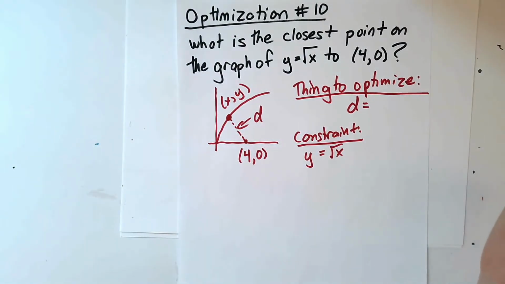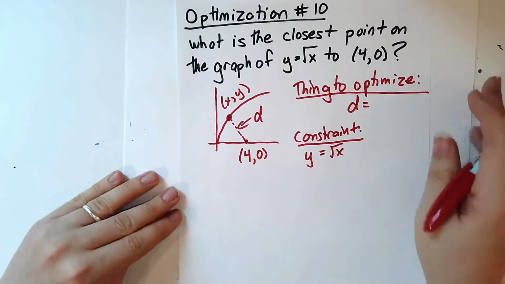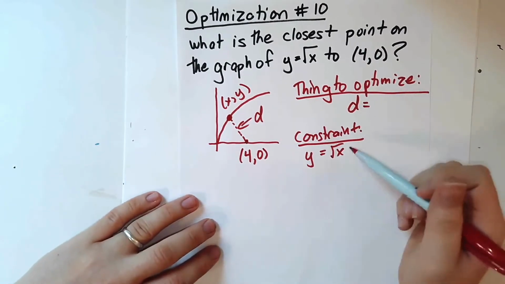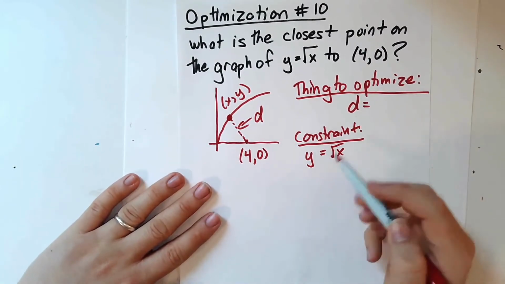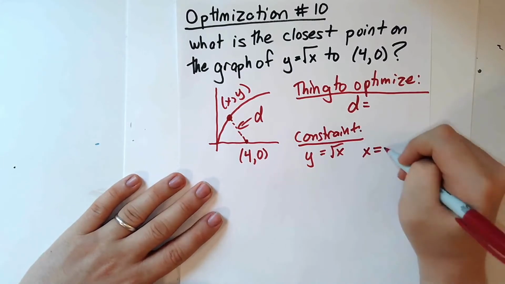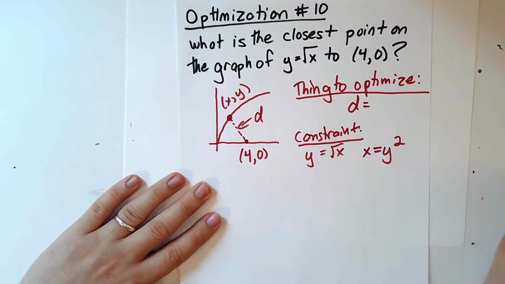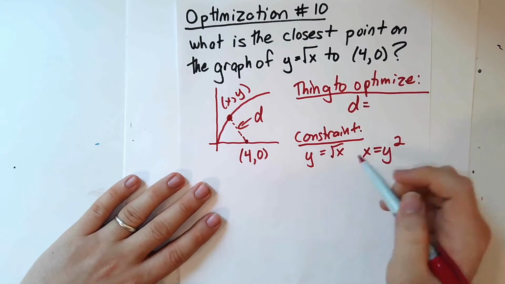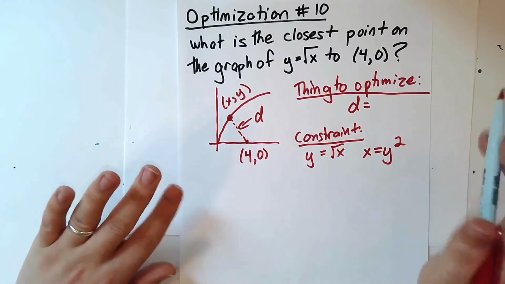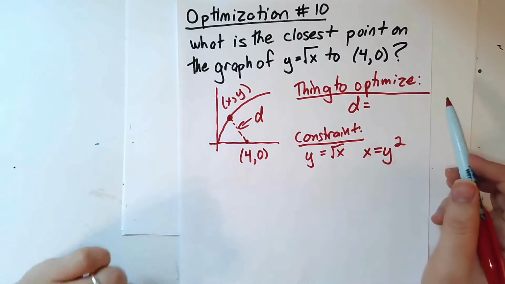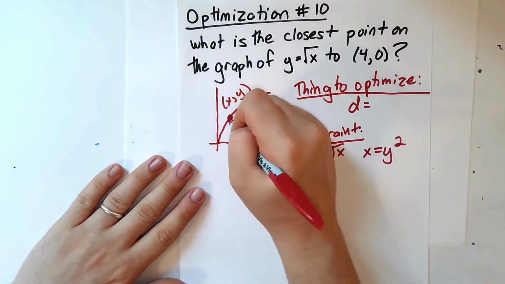Okay. And I think I did an example like this in the class at some point, but it's going to be a lot nicer for us if we rewrite this constraint as x equals y squared, because I would rather not do anything involving square roots where I can at all avoid it.